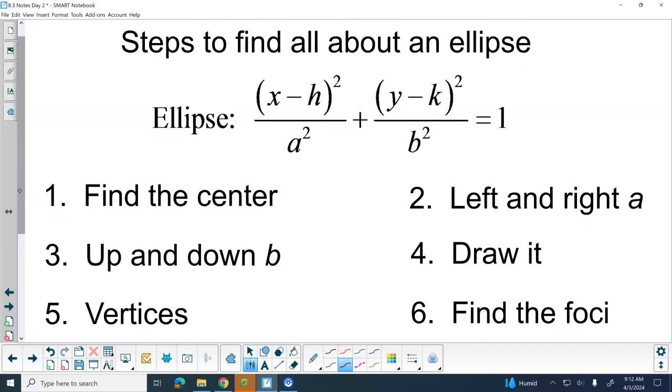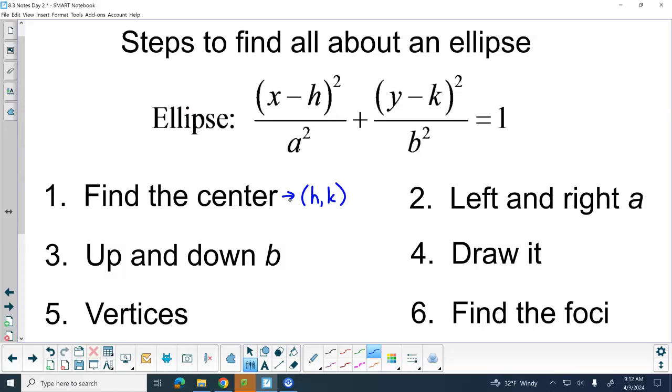Okay? So first we find the center. Remember, the center is going to be the point H comma K. So we need to think oppositely with H and K. If they're not there, then they're what? If it's just x squared or if it's just y squared, it's 0 then. Okay, yep. Then second, we go left and right A.